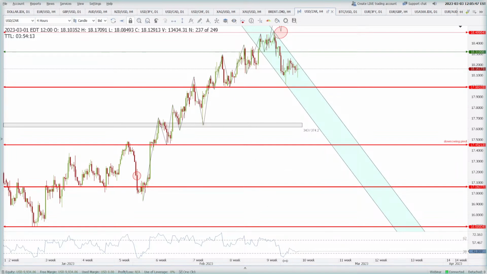Oh yes, and there is a hidden divergence. Hidden divergence is when you see that a new low in the RSI indicator is made, but a new low in the price has not been made. So this means that the indicator has repositioned itself for a move higher. If RSI starts moving higher from here, which it has to, then it will break out of this channel and price will hit 18.3199 and thereafter 18.4996.